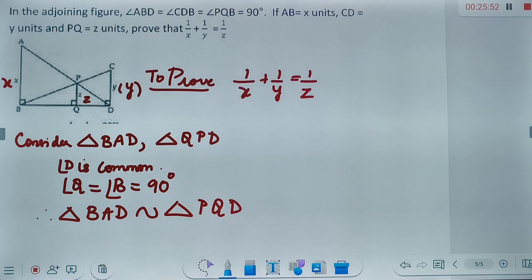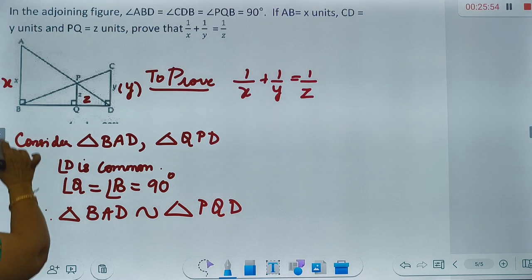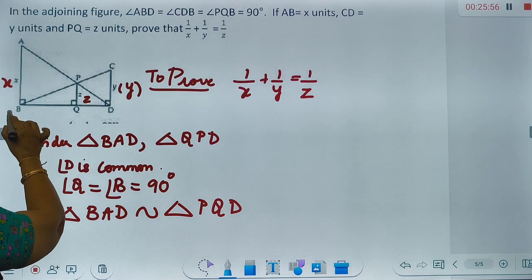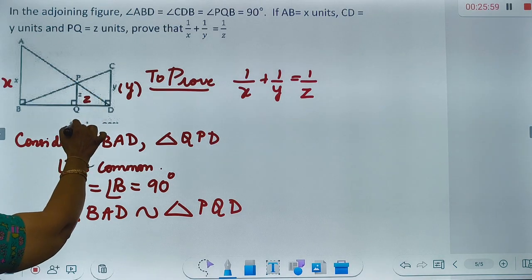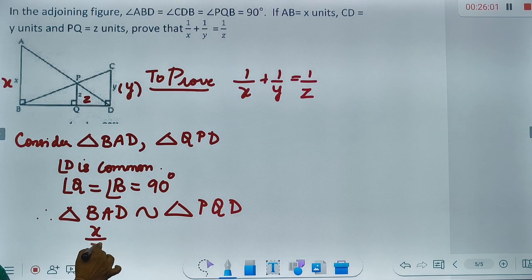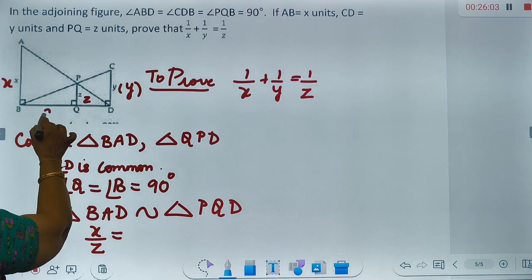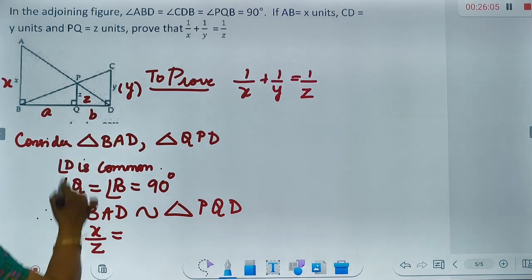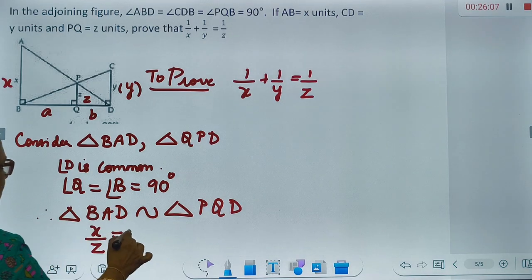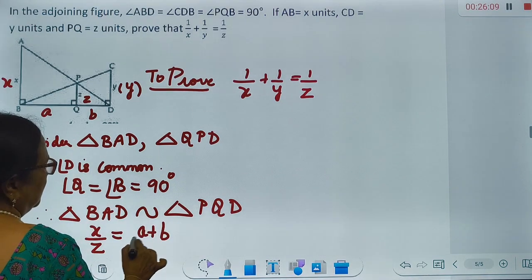Now if you look at the triangles, you know the sides are proportional. So AB by PQ. So X by Z. Let me keep this as A and B. So X by Z will be A plus B by B.